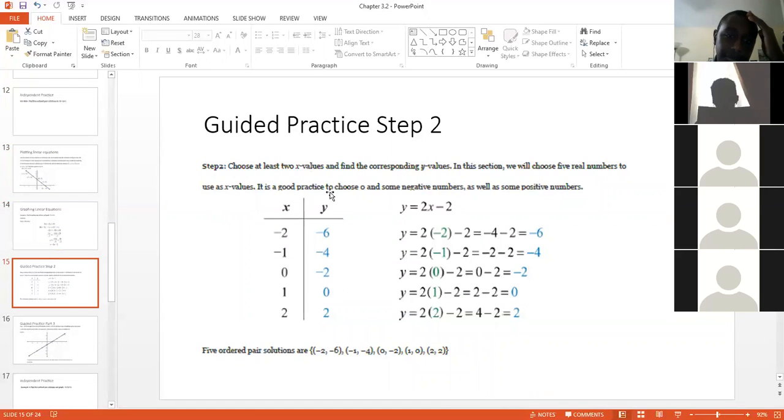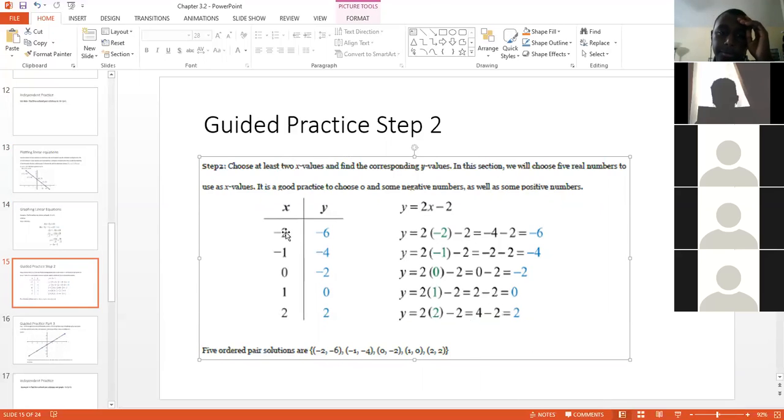Next, choose at least 2 x values and find the corresponding y values. Here we have 5: negative 2, negative 1, 0, 1, 2. After you do that, you just plug in the x coordinate into the x value, and you solve it as you would any other order of operations, with PEMDAS. So 2 times negative 2, then you subtract 2. So negative 4 minus 2 is negative 6. Negative 4, negative 2, 0, 2.